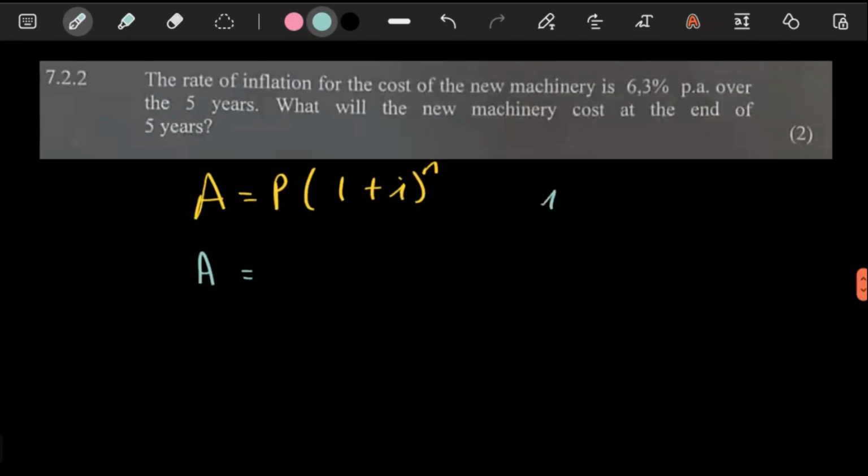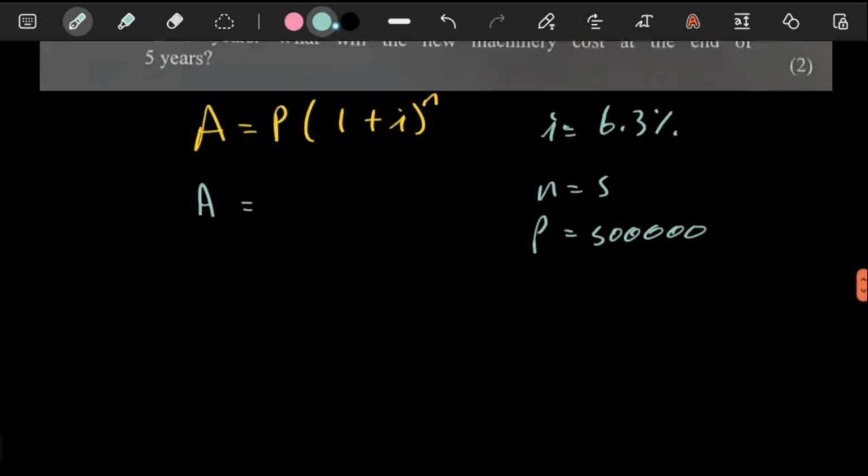Okay, let's just take things slow. The interest rate is 6.3% per annum. N is 5. And the cost of the new machinery: the original amount is just 500,000. The amount afterwards, we don't know, but that's what we want to work out now. So let's put everything in the calculator. That's why this is just a 2-mark question, because it's just calculator work.